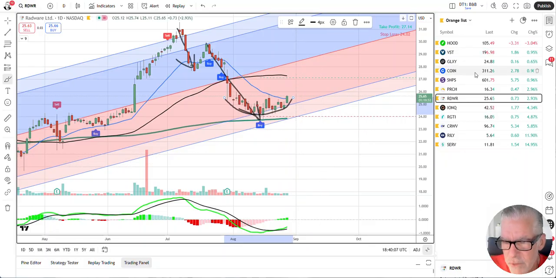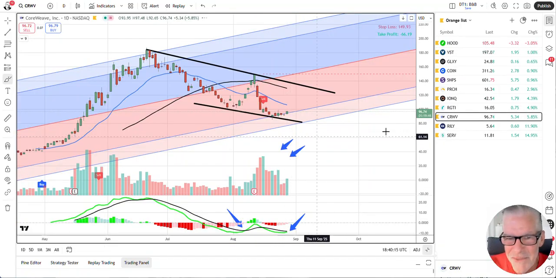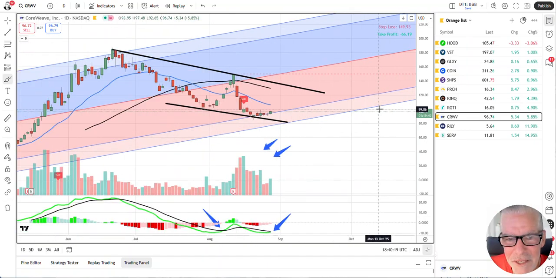I'm going to rule this one off the list, though, just because it is probably the weakest stock on my list here. Actually, this is going to be the weakest one, CoreWeave. I don't think we'll do anything in this one, but I do.